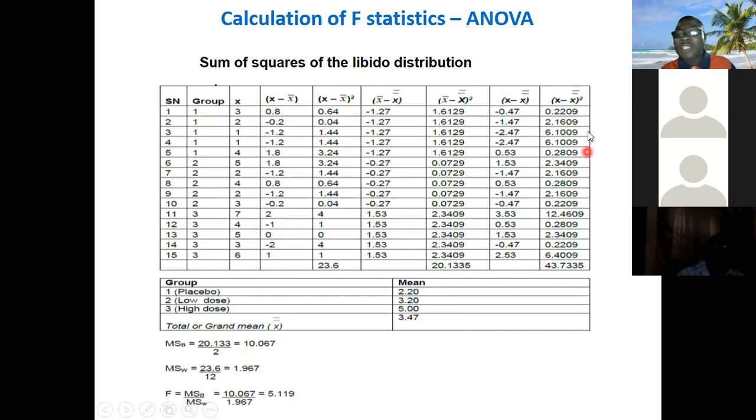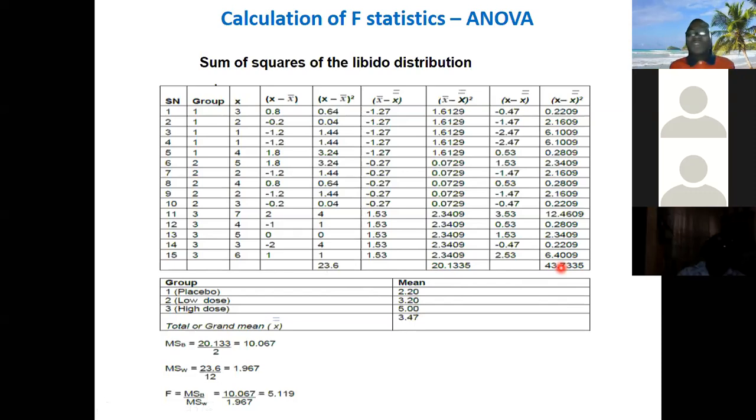When you square it, it gives you the total sum of squares. Now, if you have 23.6 and 20.133, it will give you 43.7335. So you will see that the sum of squares within plus the sum of squares between equals the sum of squares total. That is it. Now, you have calculated the sum of squares, but you have not calculated the variance.